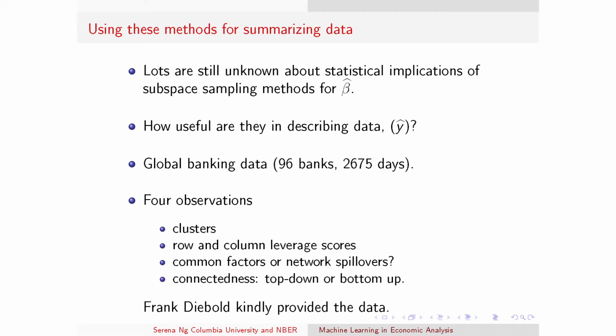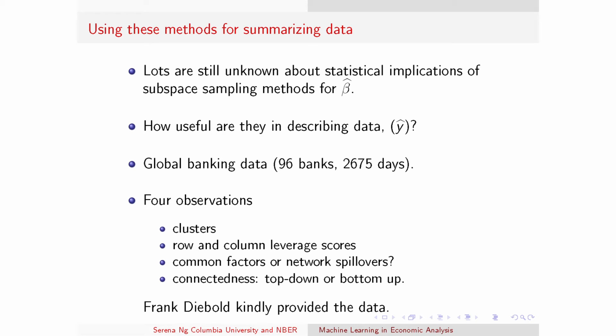So instead, what I want to do is take this leverage-based sampling method and look at Frank's data. I want to do some dimension reduction and see what I can learn. I'm going to look at four things. Frank generously supplied me the data on short notice. Since I know nothing about this banking data, and it's the first time I see it, I want to see what machine learning methods tell me about it.